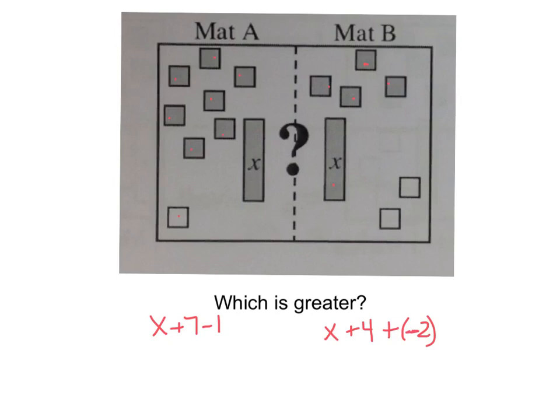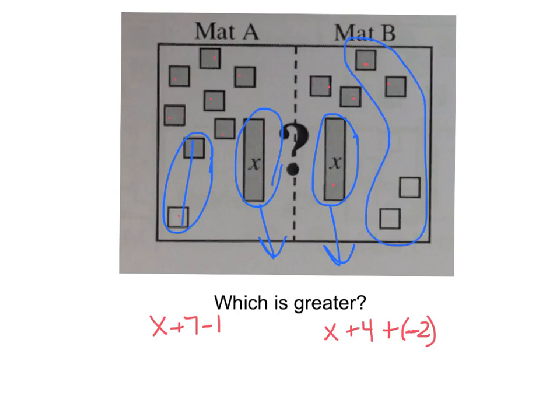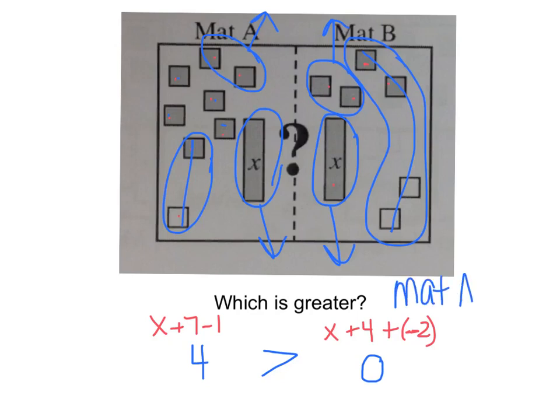Once I start using my legal moves, I see I can take an x off both mats. I can remove a zero pair there, and here's another zero pair. I also still have 2 left on mat B, so I can take 2 off of mat A, and that's as simplified as I can get it. And now mat A is left with 1, 2, 3, 4. And mat B has no tiles left, so I can now see that mat A is greater than mat B. So when it asks which is greater, mat A. And here's my proof for that.